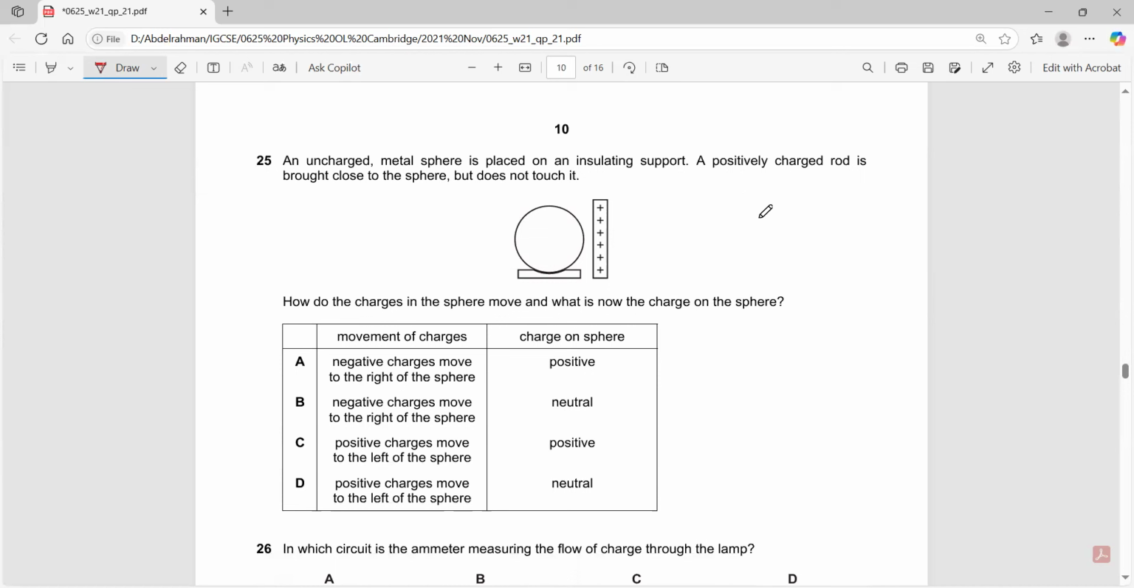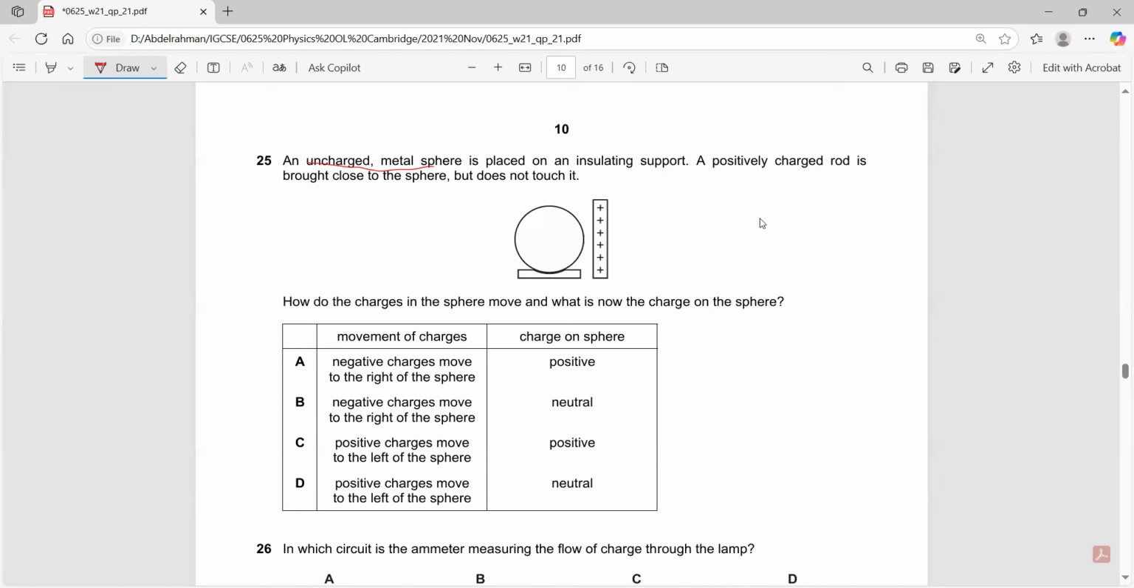Question 25, what is the movement of charges? This is an uncharged metal sphere, right? It does not touch the metal rod, the positively charged rod, and it does not touch the ground, right? It is insulated. So what is the charge on the sphere? If you think about it, what is the charge on the sphere?